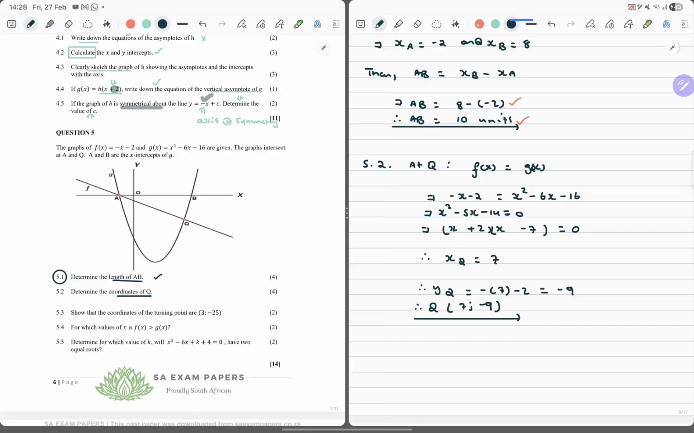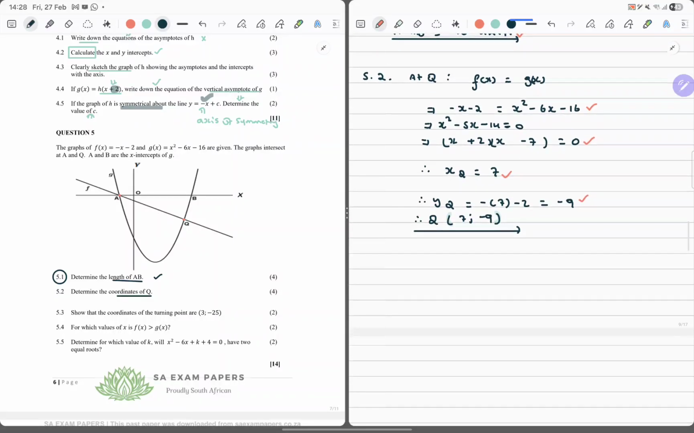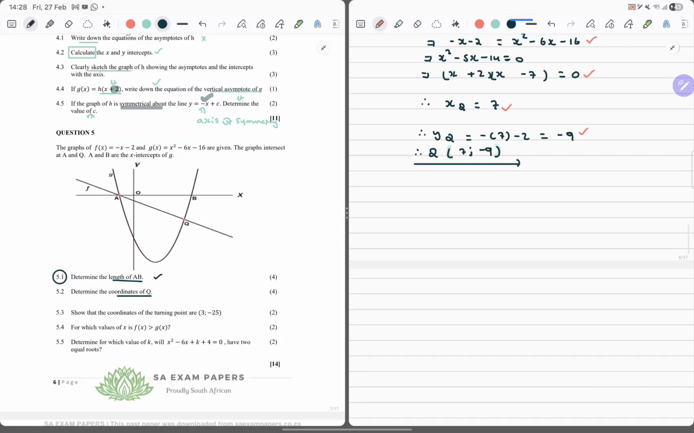Okay, very nice and easy. So obviously equating the two equations was important, factorizing, finding the x coordinate and the y coordinate. Of course, we need to present this as an ordered pair to earn our last mark. If not, we lose that mark, okay? Don't take this for granted.